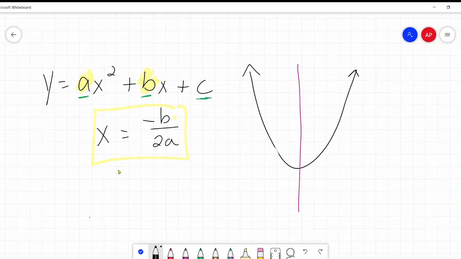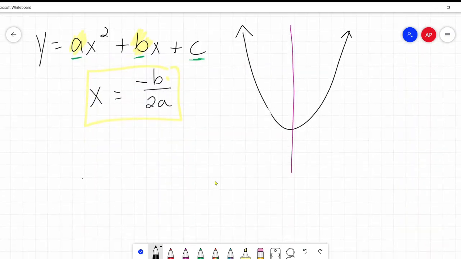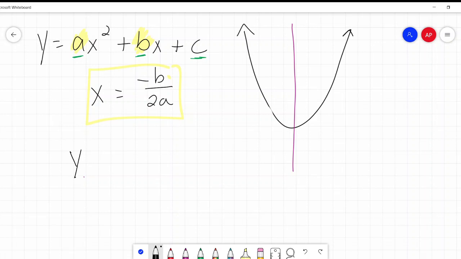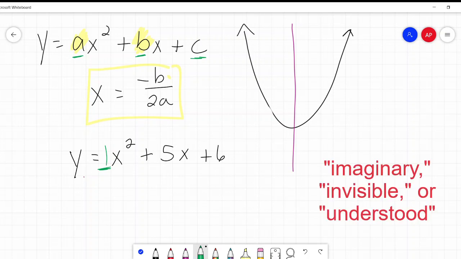Let's see what the axis of symmetry is for a couple of different parabolas. So let's say something like y equals x squared plus 5x plus 6. I need my b and I need my a. Well, you're like, but there isn't a number in front of the x squared. But there is, you just don't see it. It is an imaginary 1. Anytime you don't see it there, it's an understood 1.